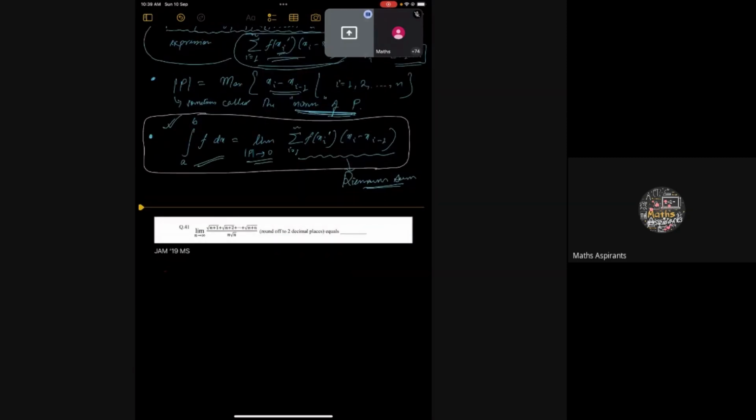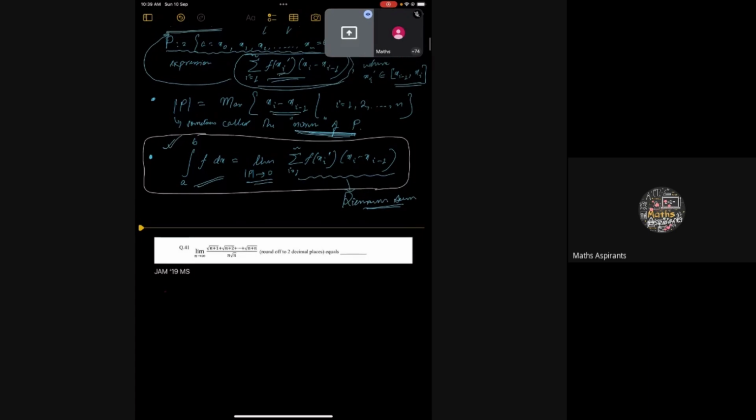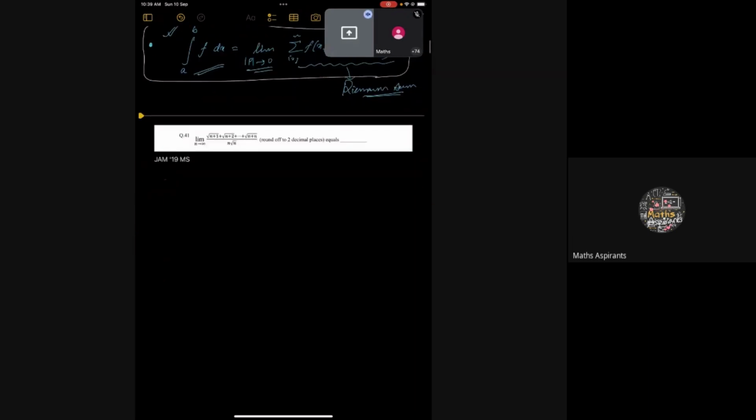So, hoping that you know what the Riemann sum is and how it connects to the integral, let's try to solve this question. The first question I've chosen was asked in Mathematical Statistics of JAM 2019. So, let's try to solve it. Limit as n goes to infinity of the expression: 1 over n root n times (n plus 1, plus n plus 2, plus up to n plus n).